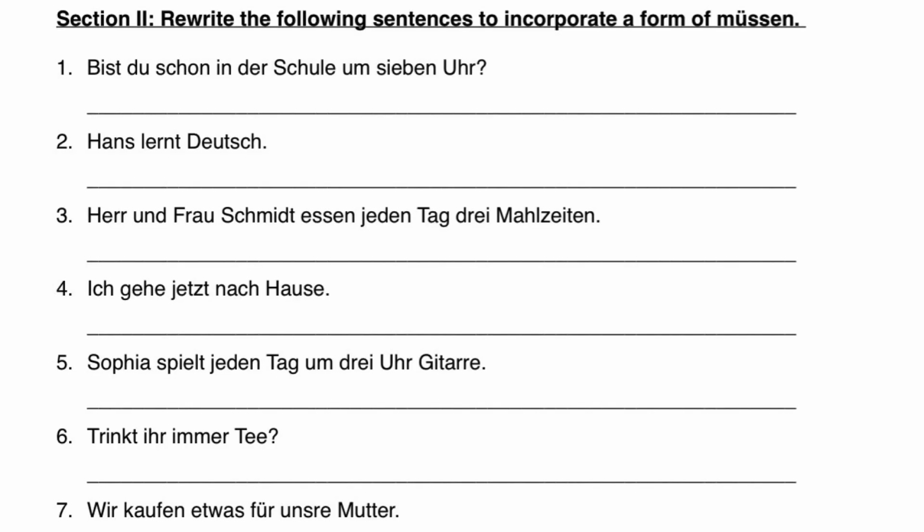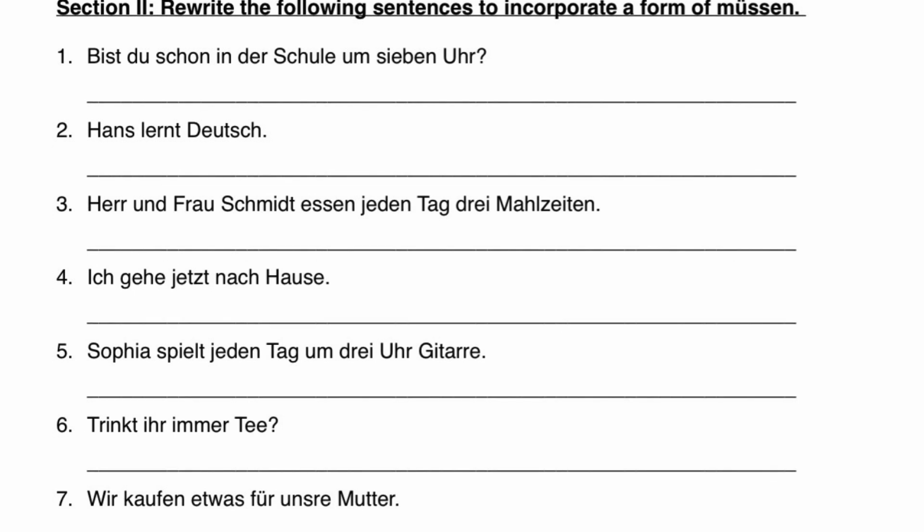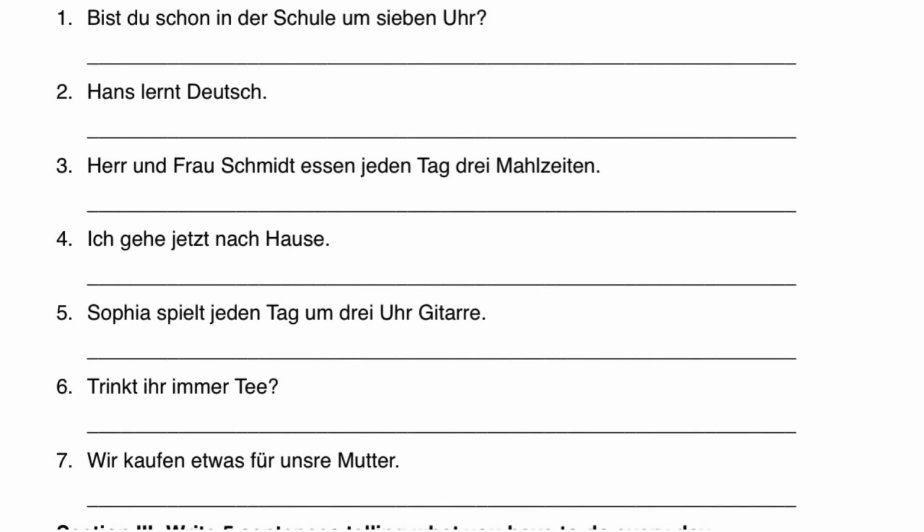Here in section 2, we're supposed to rewrite these sentences using the appropriate form of müssen and then changing the word order and so on as we need to. So, first one on here says, Bist du schon in der Schule 7 Uhr? Are you already at school at 7 o'clock? So we want to say, do you have to already be at school at 7 o'clock?